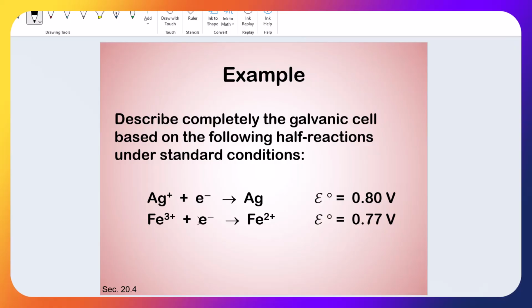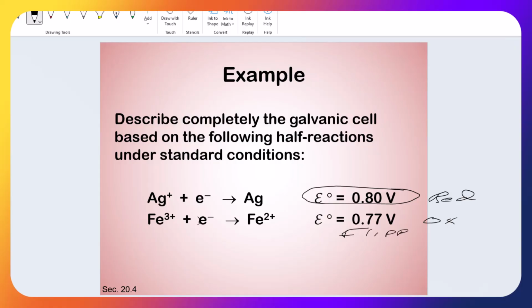So the first thing we do is we find the highest standard reduction potential, and that stays as it is as the reduction. The lower standard reduction potential is going to be the oxidation half, and we're going to flip that reaction. So this reaction gets flipped.